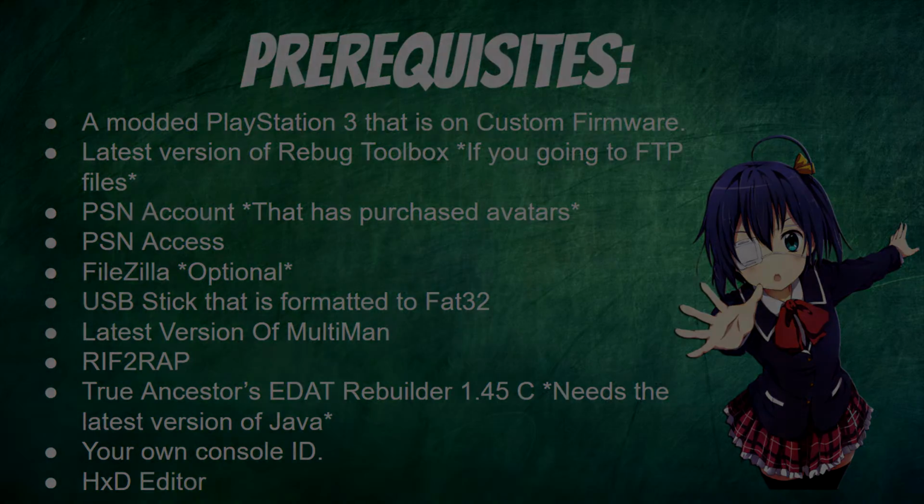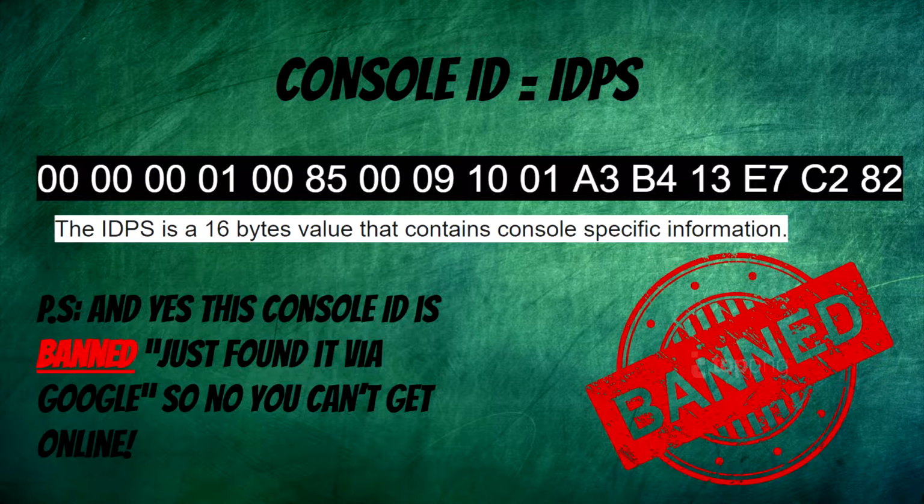And then with that being said, I'm going to go into a little more detail on how your console ID should be formatted. As shown here, FYI, this console ID is banned. I just found it on Google just for this example, but console ID is exactly the same as IDPS. It's basically the same terminology, but IDPS is a 16-byte value that contains console specific information. So your PlayStation 3 has a specific console ID that is special to your PS3, and everybody's PS3 in the world has a special console ID.